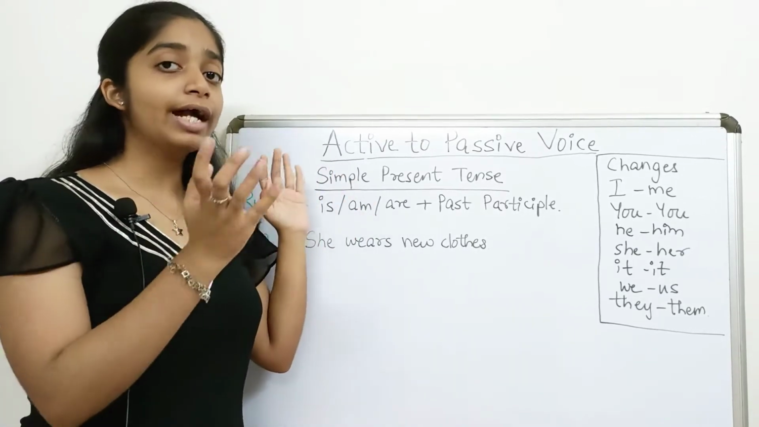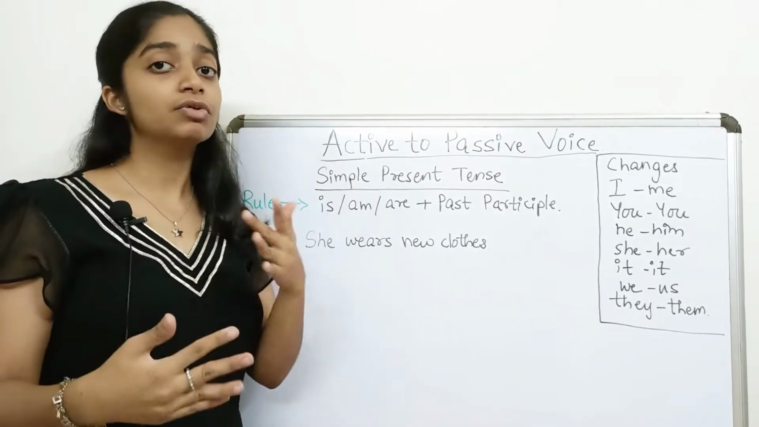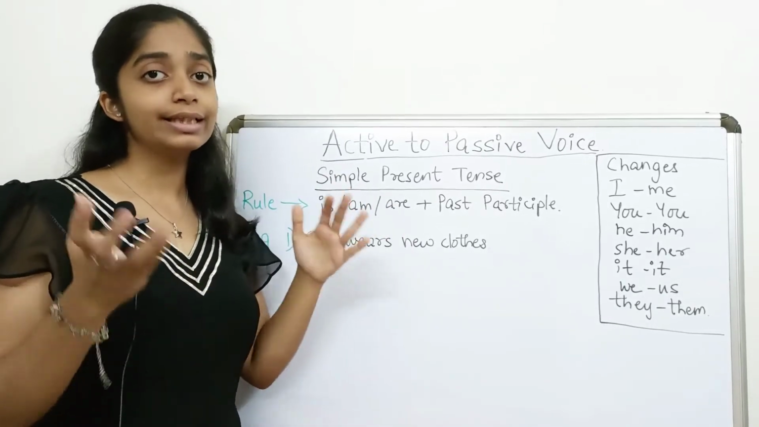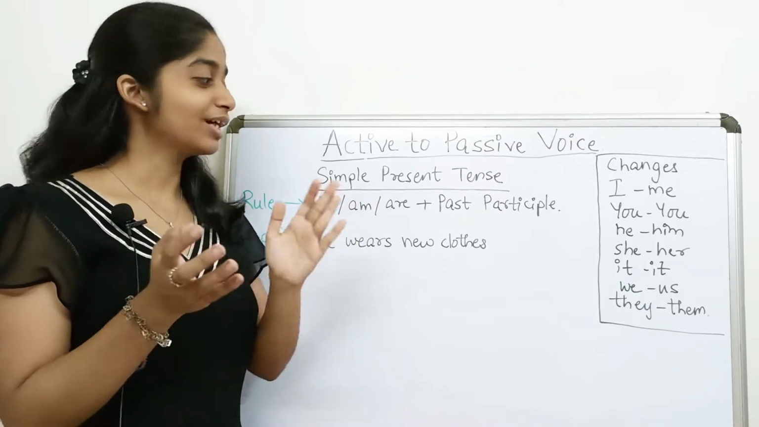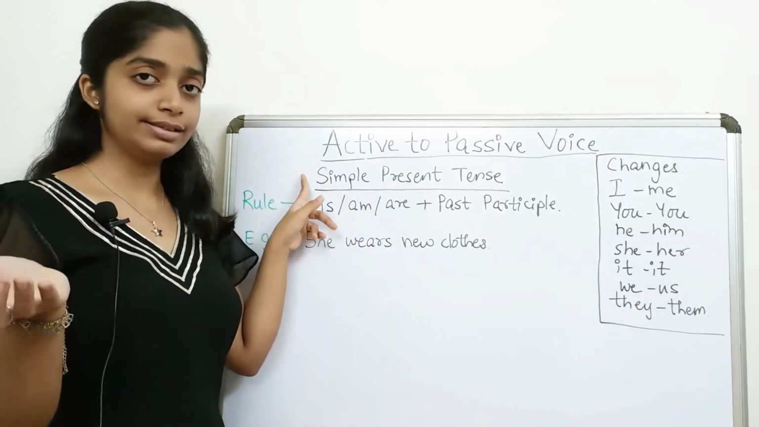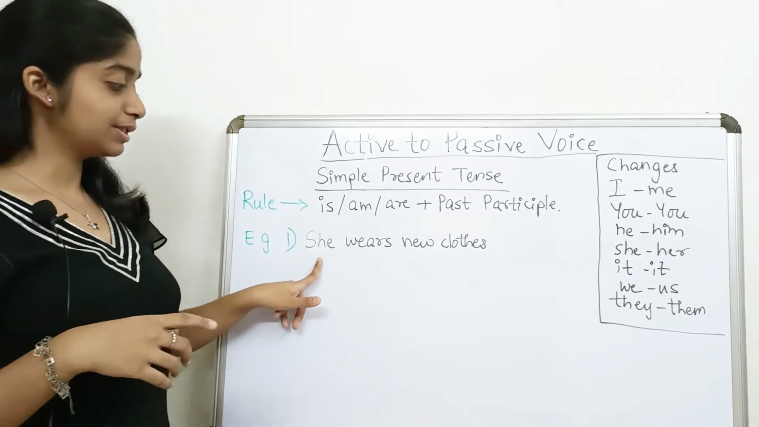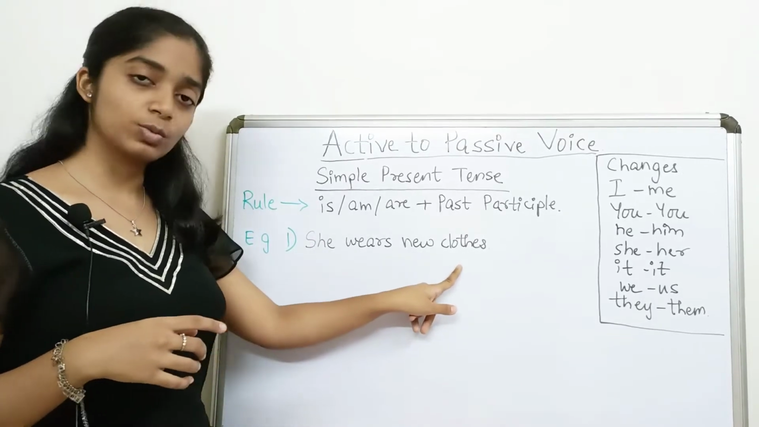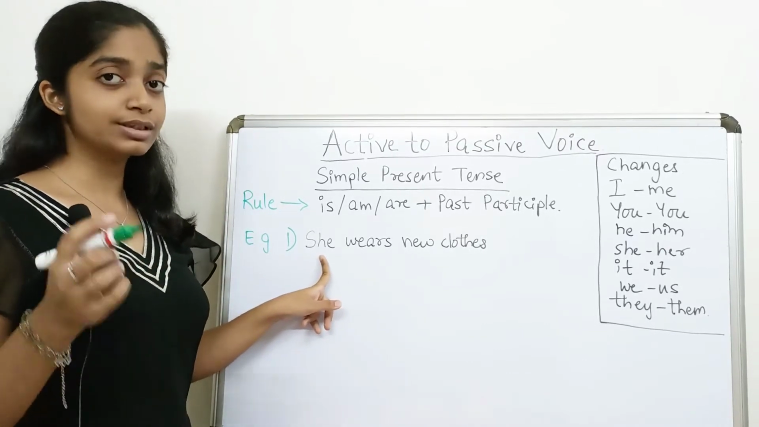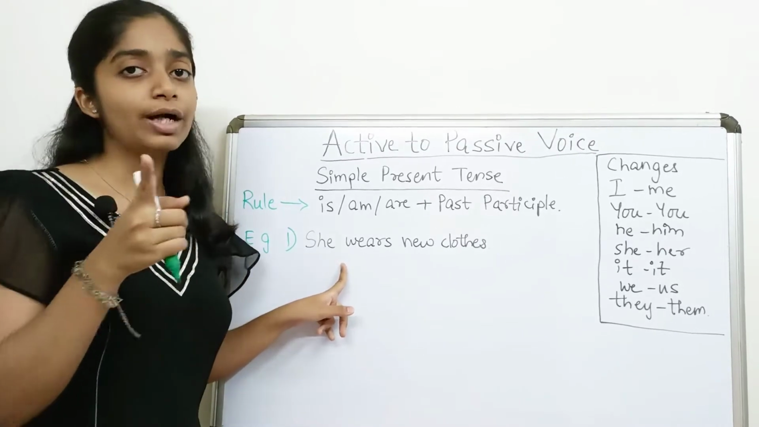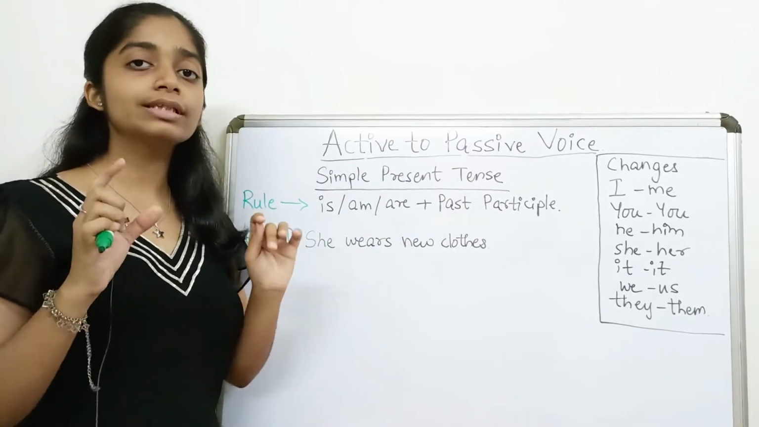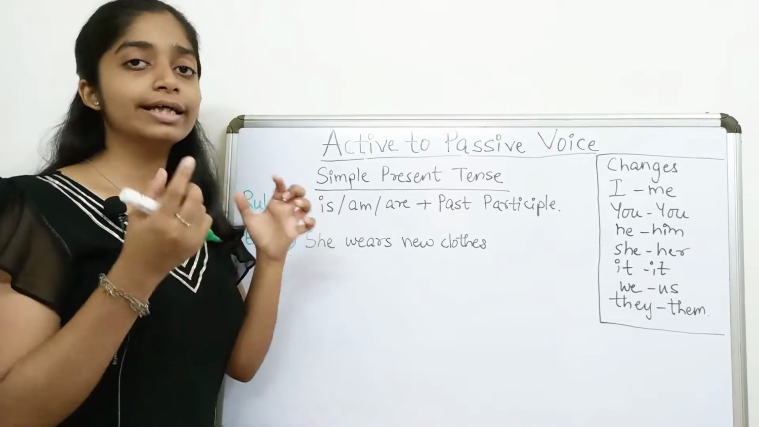Let us have a look at a few examples and then we will understand how we are going to make these changes in the sentence. Okay, so let us first have a look at simple present tense. This is an example sentence. She wears new clothes. This is an active sentence. How do we know this? Because there is one difference in active and passive sentences. Passive sentences always have the word by in them.